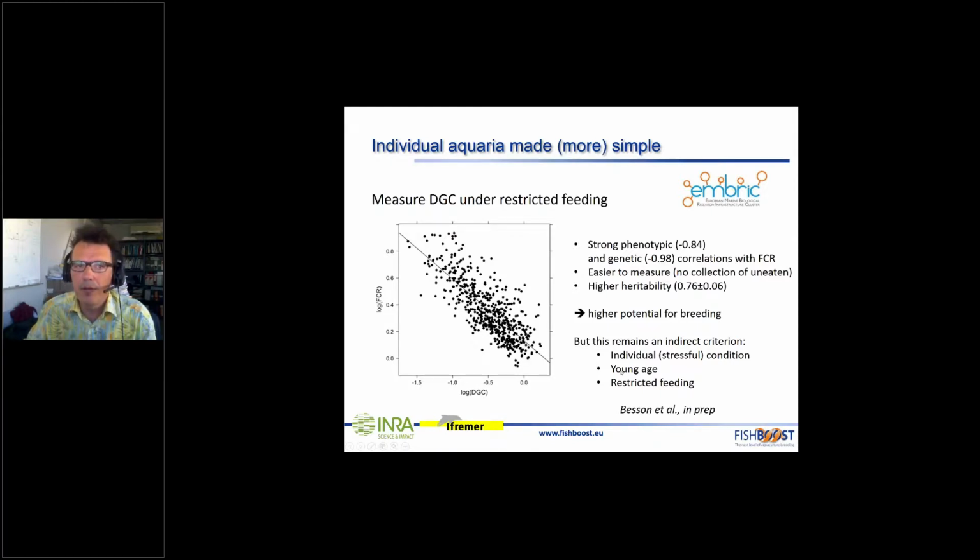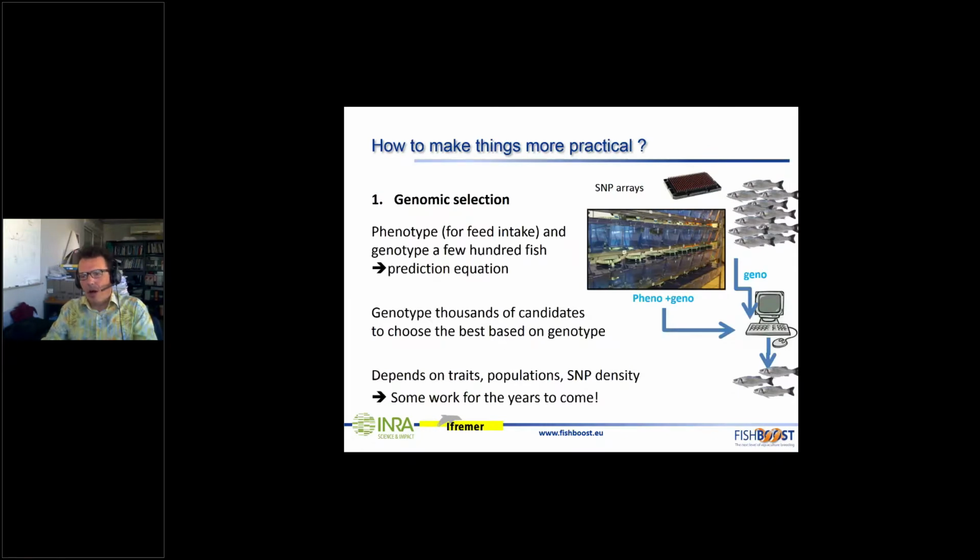But if you put a 400-gram sea bass in an individual aquaria, it will not eat anything. And it's under restricted feeding. So that's not a real measure of FCR, but that's something that we can use for selective breeding. So how to try to make things even more practical? Well, we can try to use genomic selection.